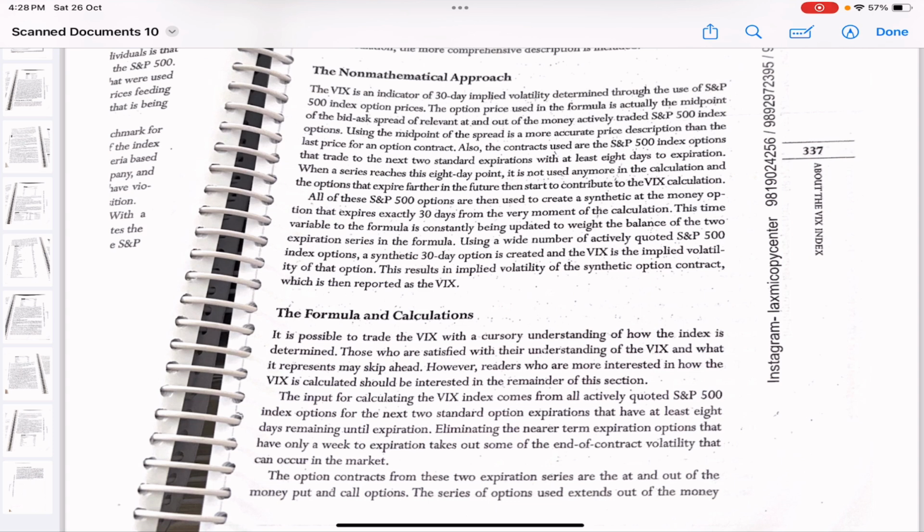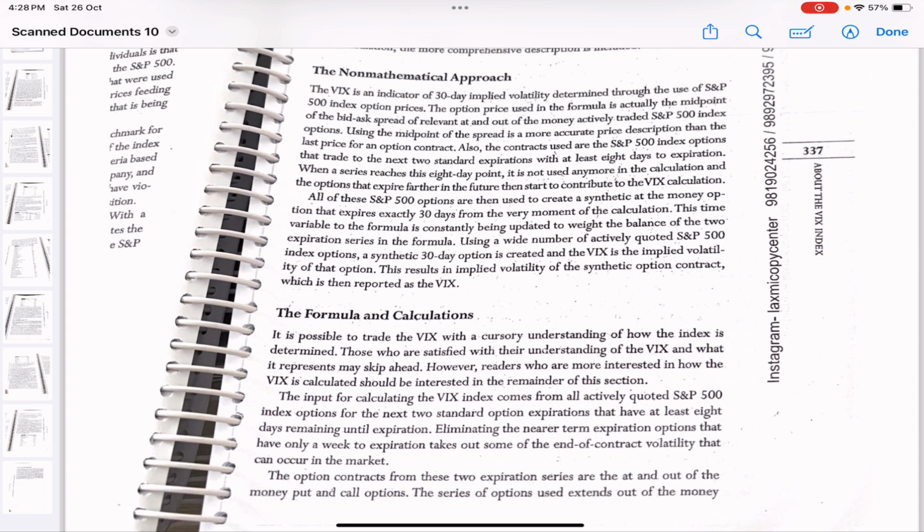So the VIX indicator is a 30-day implied volatility determined through the S&P 500 index option prices. If the question comes up of how many days of implied volatility are used in the calculation of the VIX index, you need to know that it is the 30-day implied volatility.